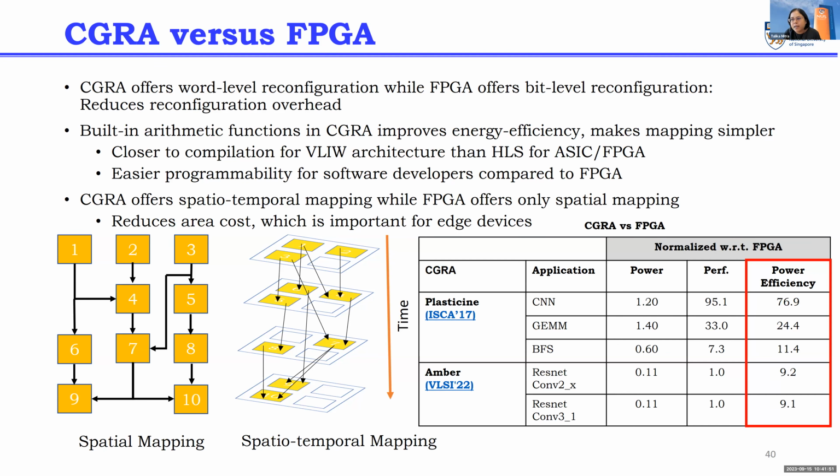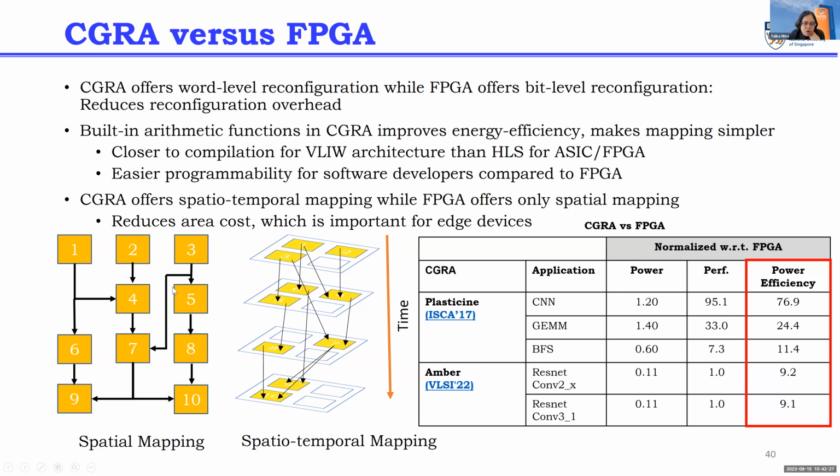In case of a CGRA, as a software developer, you are not trying to figure out the frequency. The frequency is already existing in the system, because it is a silicon. So you are just doing a mapping. In that sense, mapping on a CGRA is closer to a software developer mapping things onto an architecture rather than a hardware design. It's closer to, for example, VLIW architectures, if any of you are familiar with it, than high-level synthesis for ASICs and FPGAs. So all that means is that CGRAs offer easier programmability for software developers.